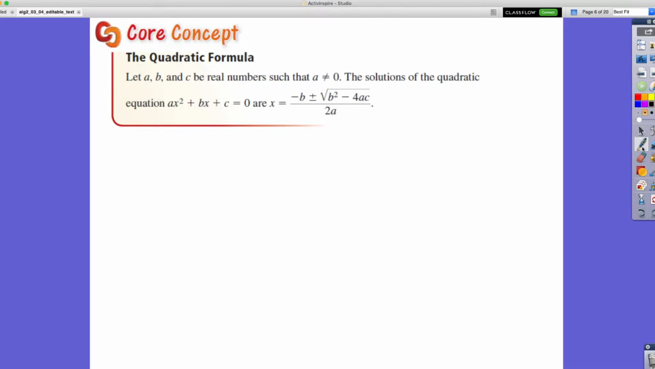Hi, we are starting section 3-4, which is probably one of my favorite things in Algebra 1 and Algebra 2. We are going to learn the quadratic formula. So make sure that you copy this down.